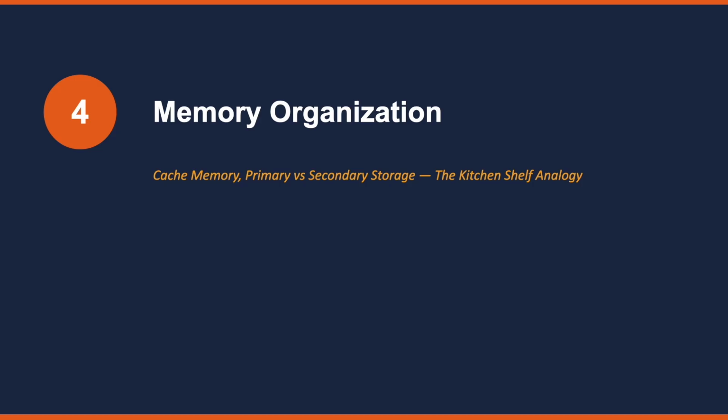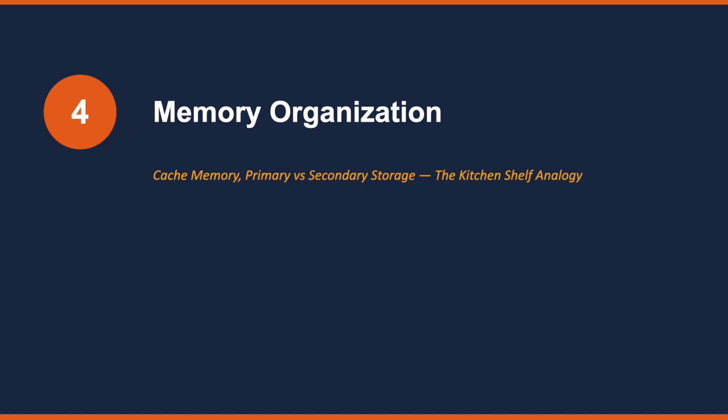SSC question. CPU directly processes data from which memory? Answer: primary memory or RAM. Hard disk is the wrong answer. Whenever you see the word directly and hard disk is an option, eliminate hard disk immediately.